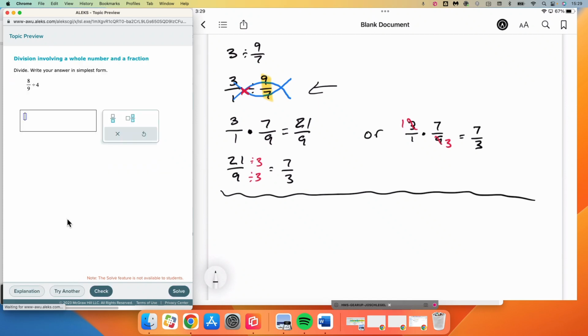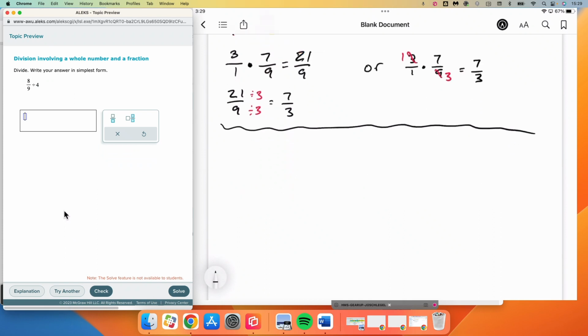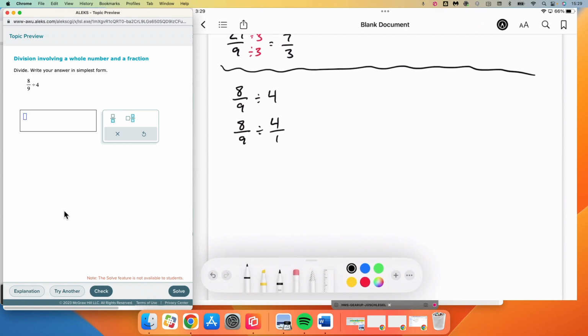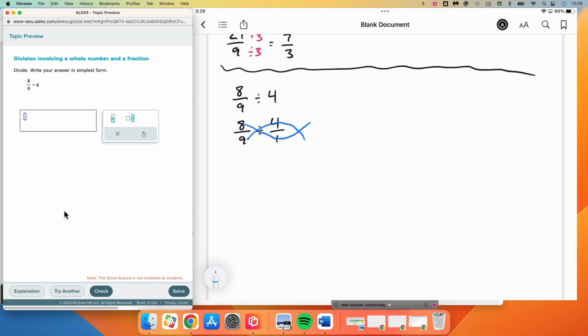Next, we have 8/9 divided by 4. First things first, we need to rewrite that 4 as an improper fraction, so 4/1. Next, we are going to go ahead and whoop it. And we will rewrite that as 8/9 times 1/4.